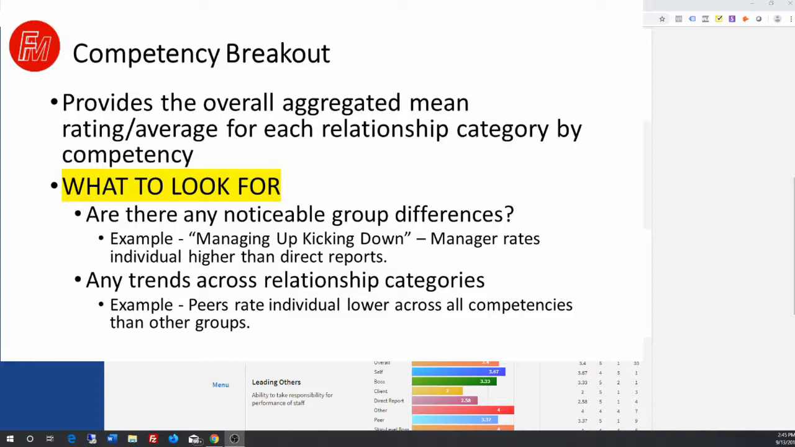The other thing you want to be aware of is any trends across relationship categories. An example of this might be, do you notice that peers are rating the individual lower across all the competencies relative to the other groups? Or are the clients doing that? Or are direct reports doing that? So those are just things that you want to be aware of when you're looking at the competency breakout section.